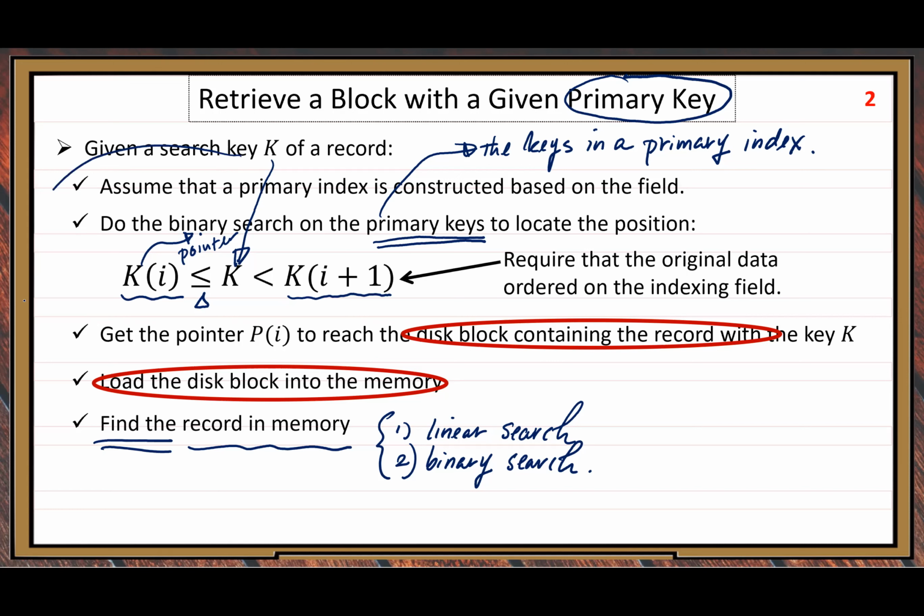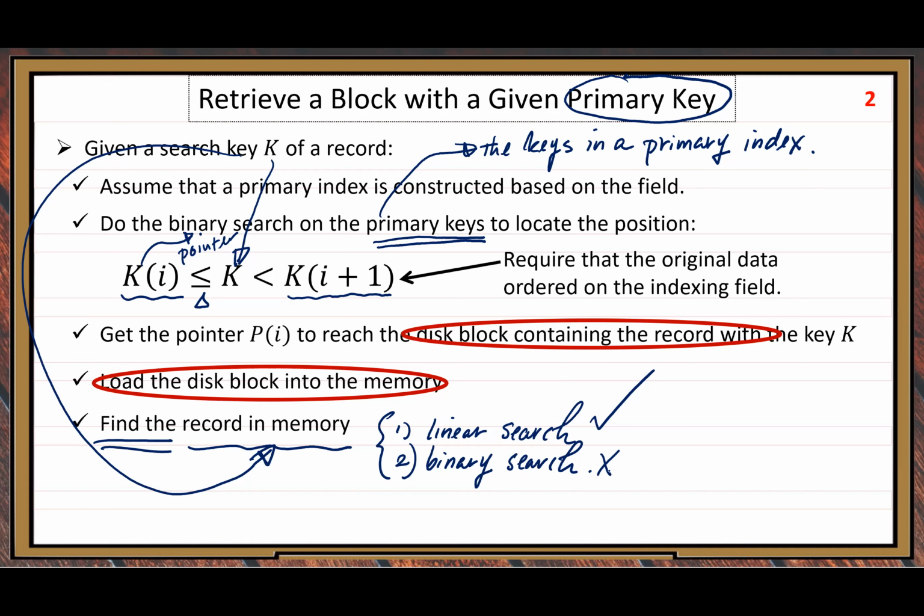Now, inside the main memory, we need to find the right record with the given key. The key is used to tell us which record is the right one. But when we do that search, do you think we should do linear search or binary search? Think about it. The answer is linear search, not binary search, because the data is not ordered in the block. Data is only ordered in the primary index, based on the key.